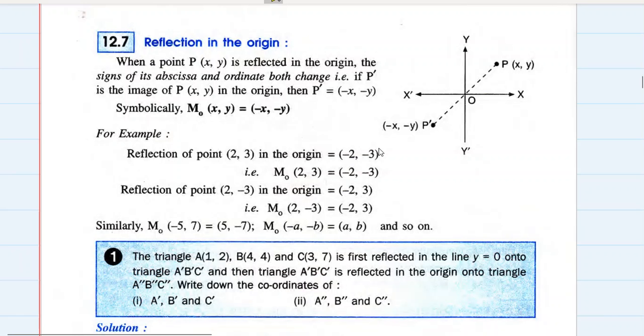Next is reflection in the origin. When any point P is reflected in origin, the signs of its abscissa and ordinate both change. So (x, y) becomes (−x, −y). So any point, let's say the point is (2, 3), that is reflected in origin, becomes (−2, −3). If the point is (2, −3), it becomes (−2, 3). Signs of both x and y coordinate, that is abscissa and ordinate, change when a point is reflected in origin.